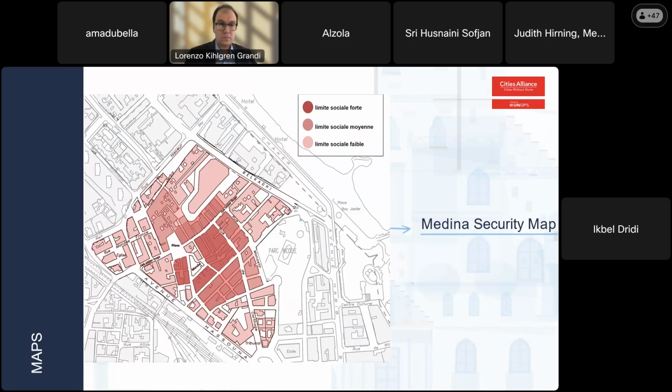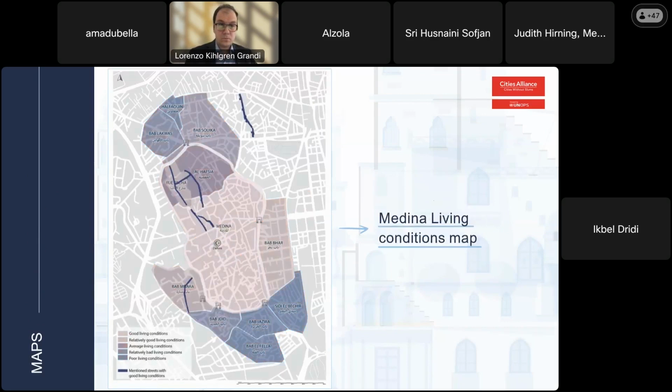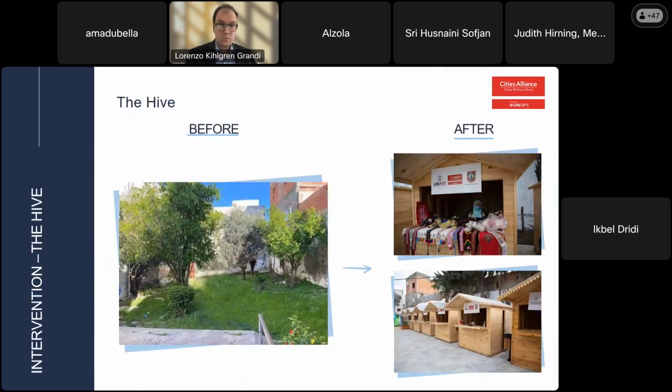In Sousse, for instance, the central zone here is perceived as the most dangerous for women. In Tunis, for example, the central Medina is noted for its vibrant cultural and commercial activities, making it more attractive and safer for women. And here we can see that since the project in Tunis has been completed, I would like to share some of the interventions we have made.